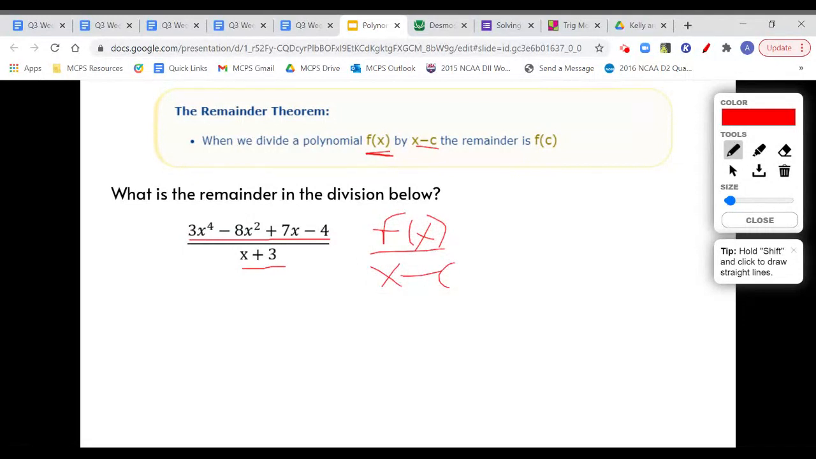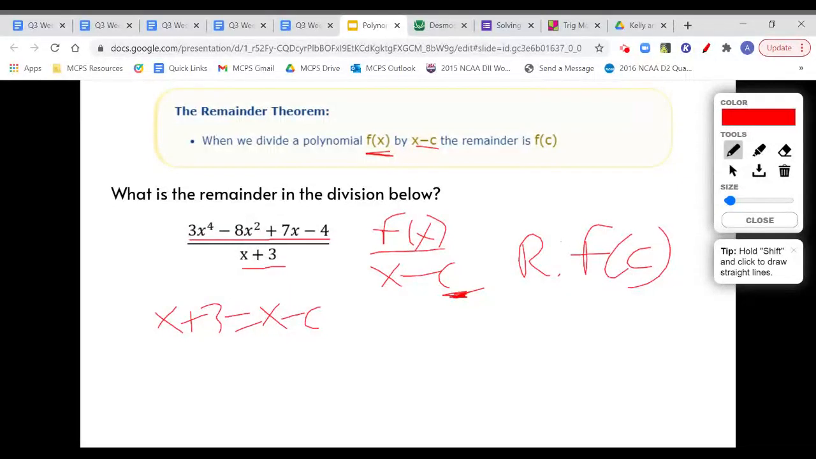The remainder is going to be f of c. Right? So the remainder of this division is just whatever number was right there, plugged into my function. So I have to identify what c is. If x plus 3 is being represented as x minus c, then my c value is going to be -3.